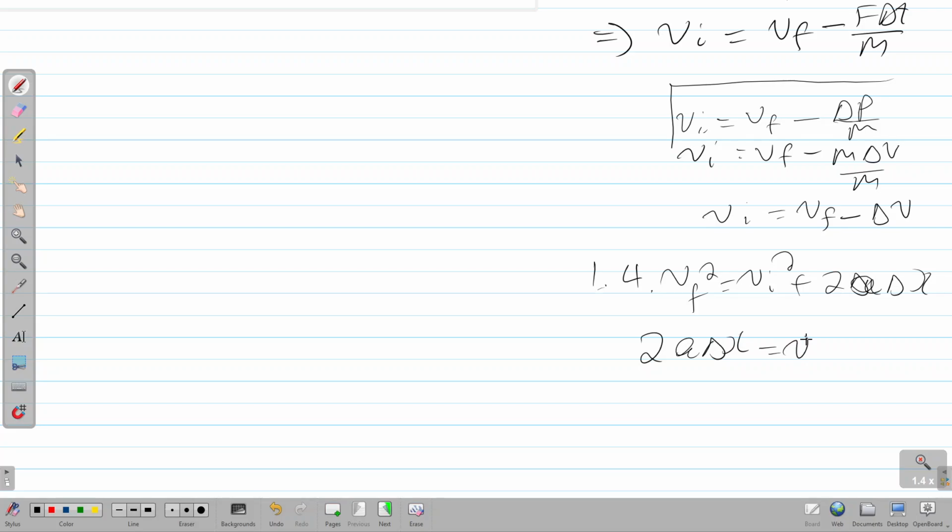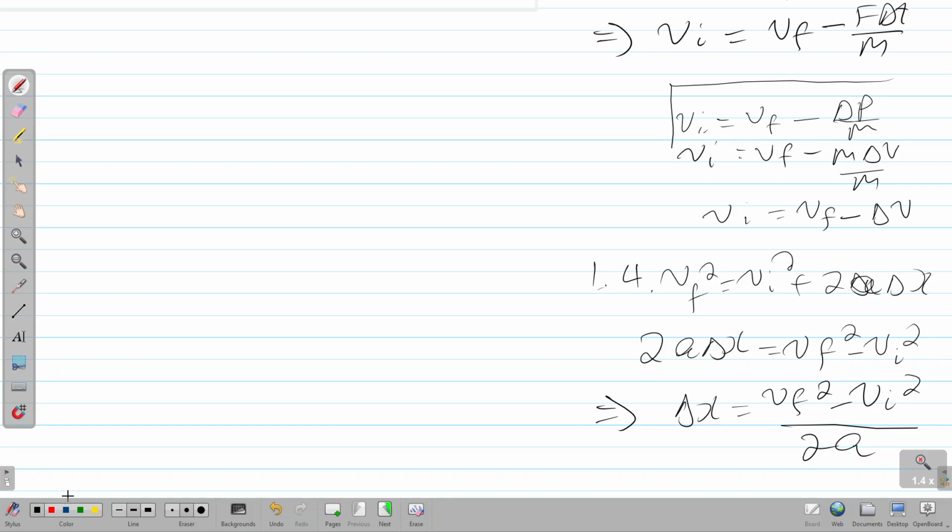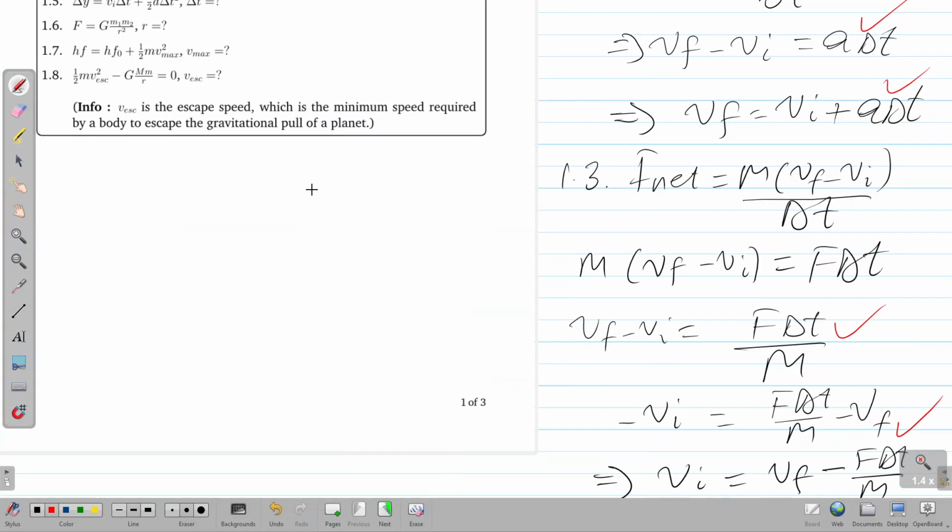Is equivalent to V final squared minus V initial squared. Okay, then that implies that your delta x is V final squared minus V initial squared divided by 2 times acceleration. Okay, so that is how we do this one, and then you can give yourself a mark. That one there, 2 marks.